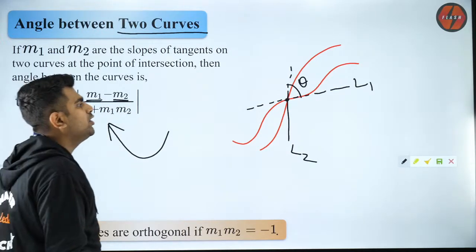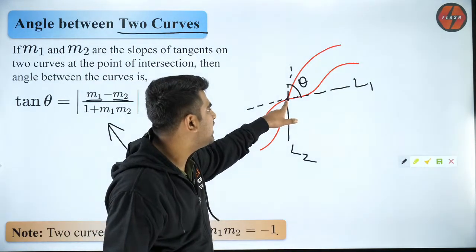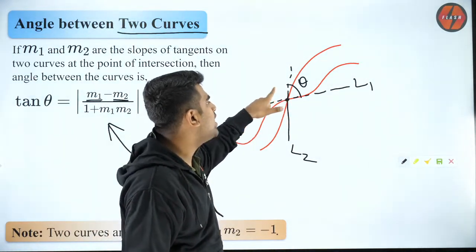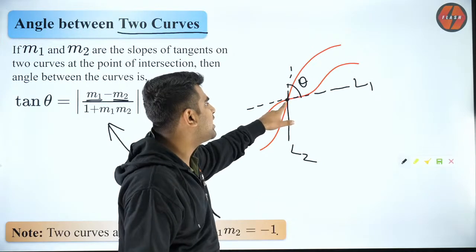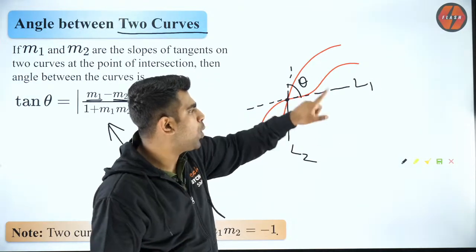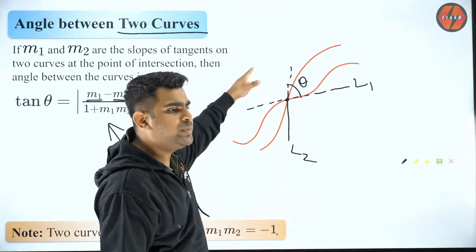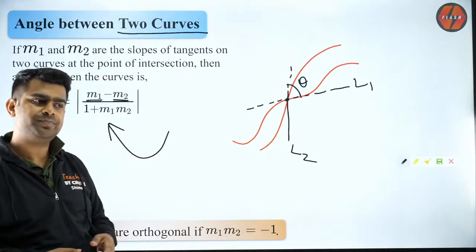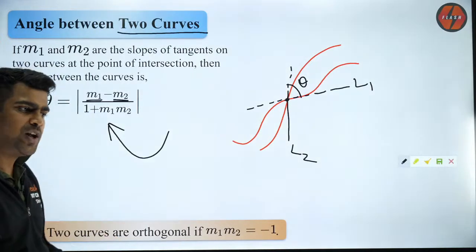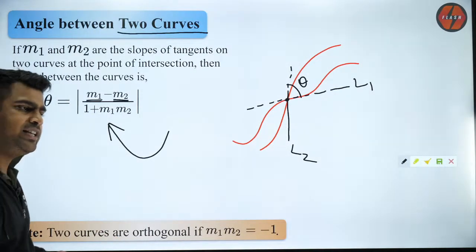How do you get that? You first figure out the point of intersection and then find out the slope of tangent with respect to curve 1, that will be slope 1, and find the slope with respect to curve 2, that will be slope 2. Got it? Are you all clear? Yes?